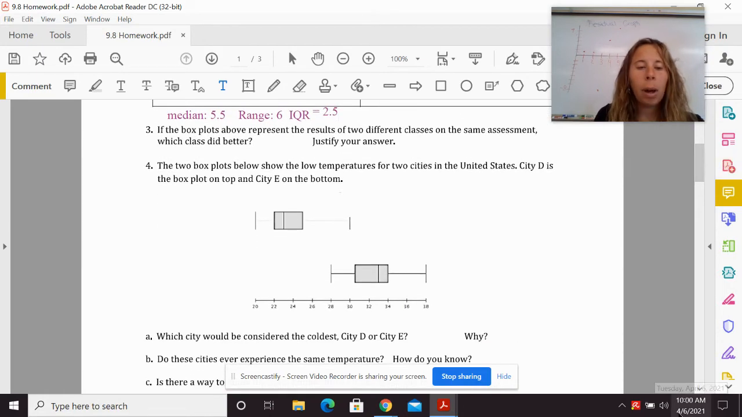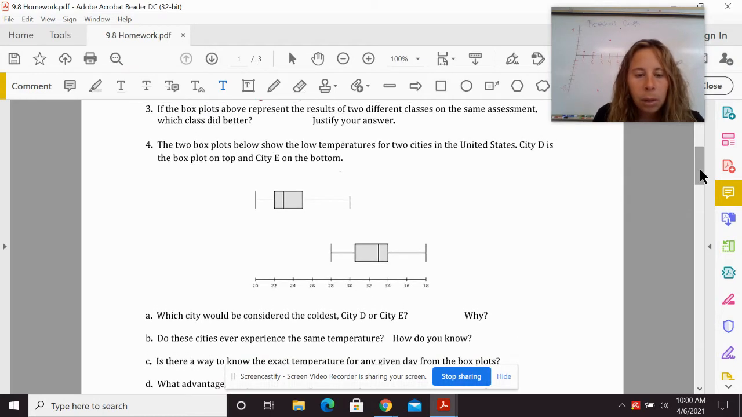Number 4, the 2 box plots below show the low temperatures for 2 cities in the United States. City D is the box plot on top, so that's this guy, and then city E is this one. Which city would be considered the coldest? These are your temperatures. Which one has colder temps, D or E?